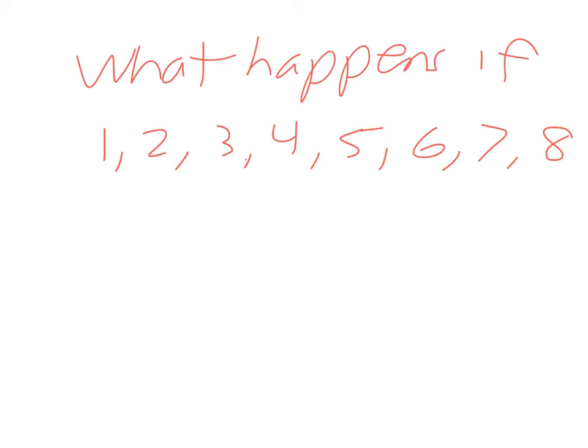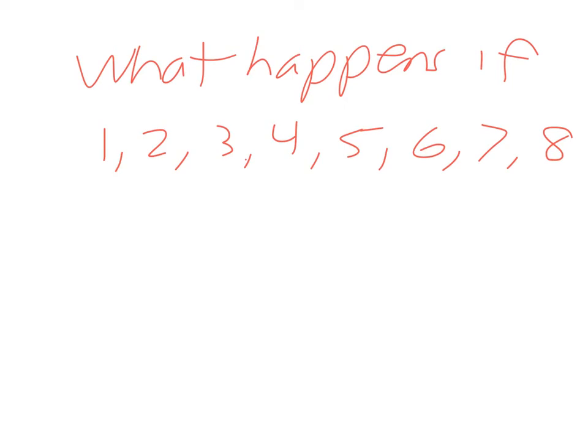So take a look at this set of numbers. What happens if I give you 1, 2, 3, 4, 5, 6, 7, 8, and I said, find the mean absolute deviation? So pause the video, try this and let's see how you do. So remember, find the mean, subtract each number from the mean and take the absolute value, and then find the mean of those absolute valued numbers. And that gives you it. So pause, try it, and then when you come back, we'll take a look and see what you got.